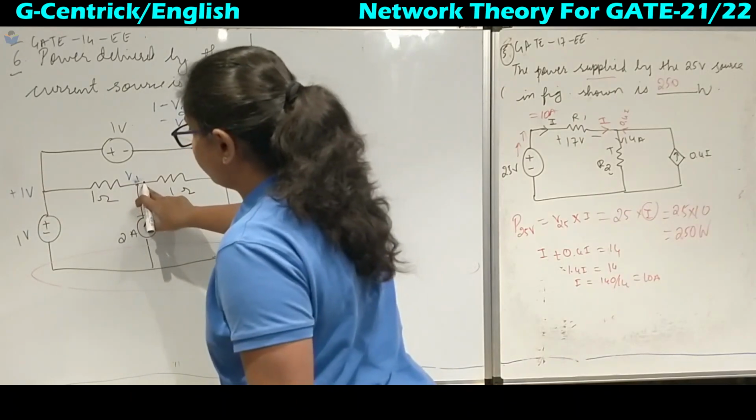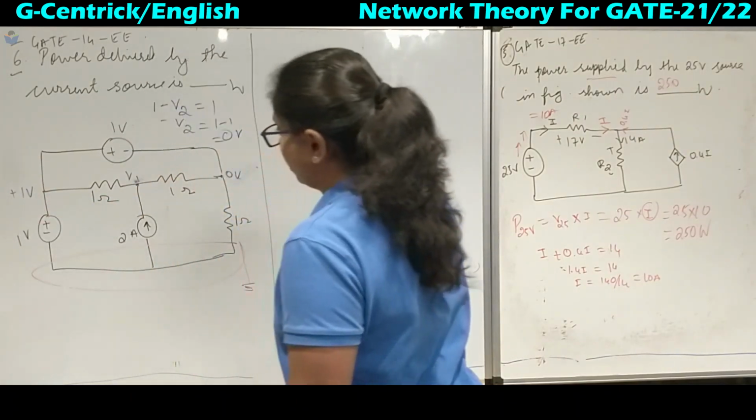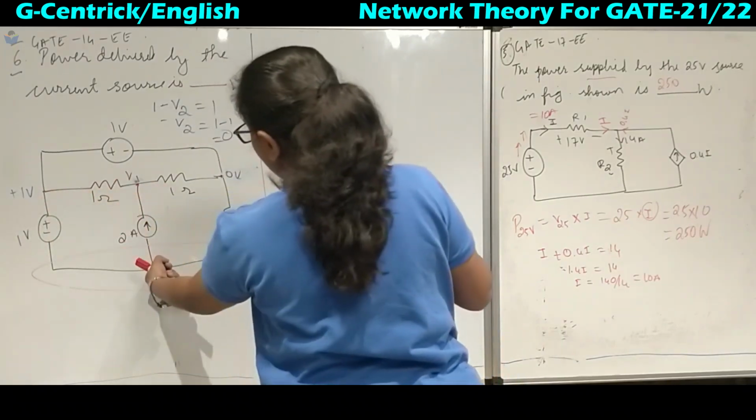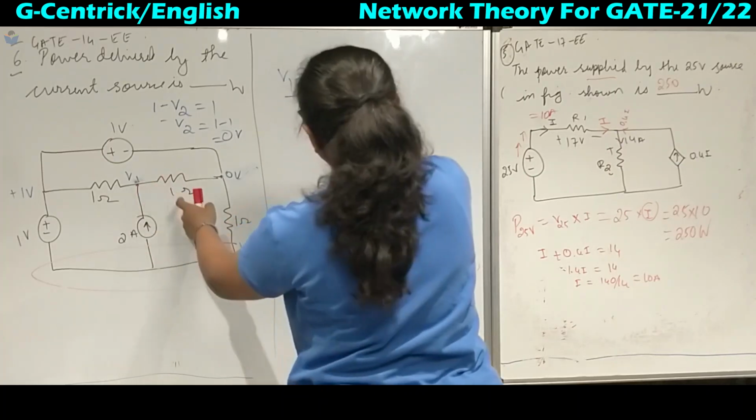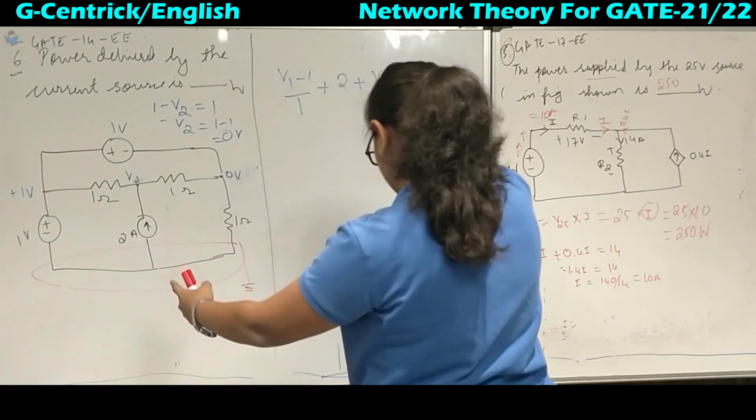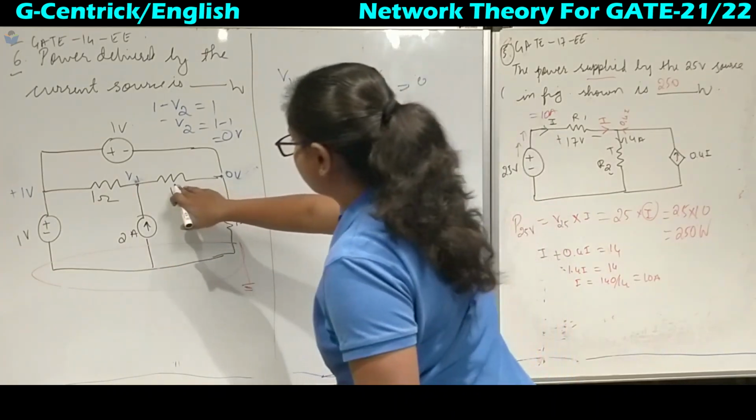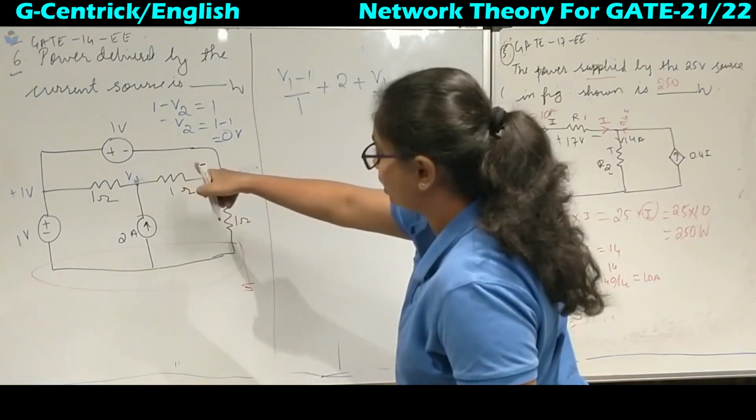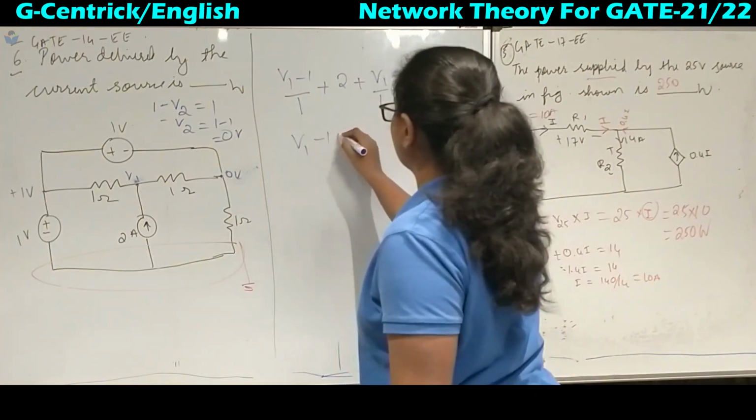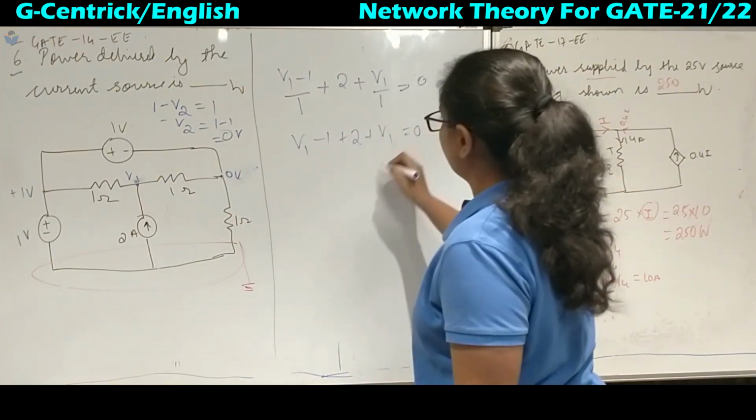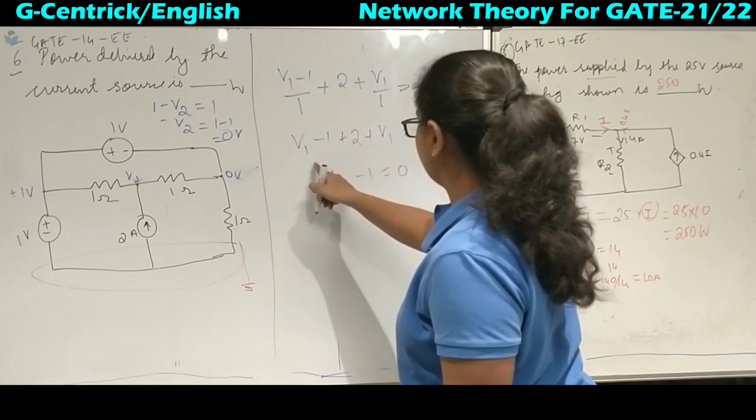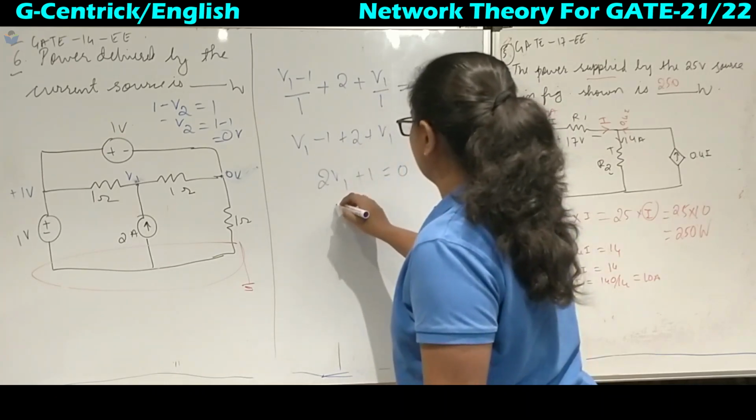Okay, then apply this one. We will assume V1 is at higher potential. So V1 minus 1 upon 1, this is incoming, plus 2, then we have V1 upon again 1, which is equal to 0. We do not have any other outgoing current at the node. Okay, so this is V1 minus 1 plus 2 plus V1 equal to 0. So we have 2 V1 minus 1 equal to 0. 2 V1, yeah, this is plus 1.